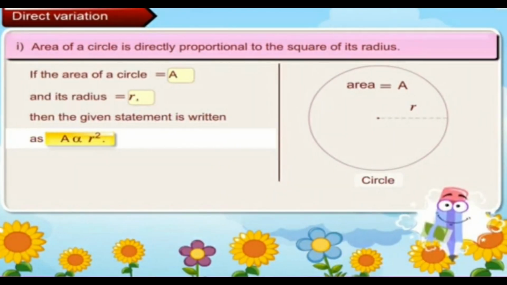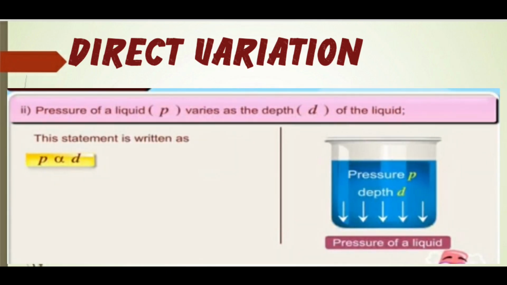Observe how the following statements are written using the symbol of variation. The area of a circle is directly proportional to the square of its radius. If the area of a circle is A and its radius is R, the above statement is written as A directly proportional to R square. Second one, the pressure of a liquid P varies directly as the depth D of the liquid. This statement is written as P directly proportional to D.